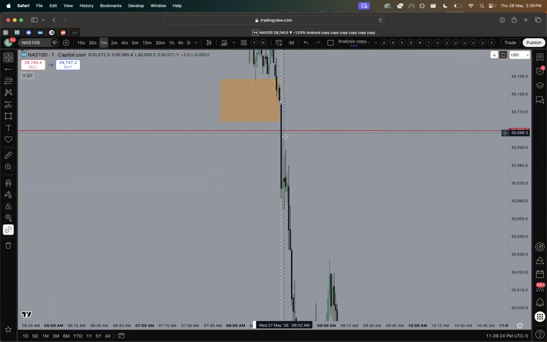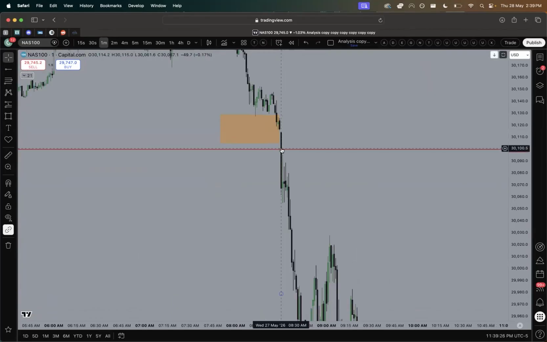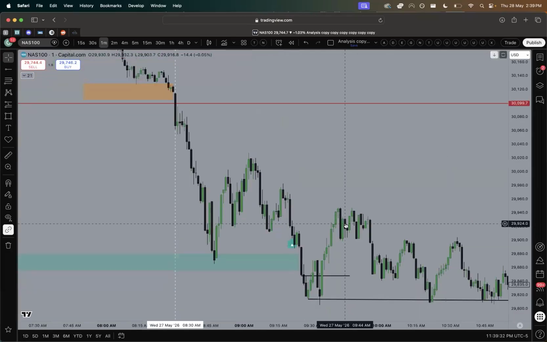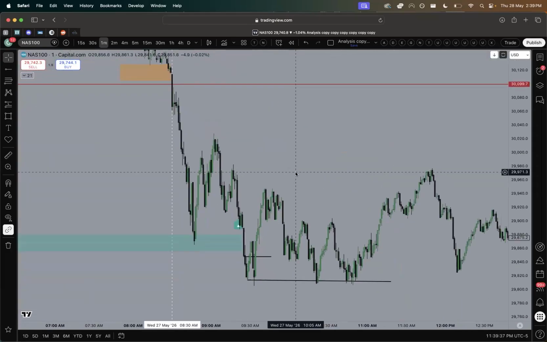If this wick had come up here, I could have shorted, but I don't like trading so close to market open. I want to wait at least 15 minutes after market open to start trading. Okay. Yeah, hopefully that makes sense.